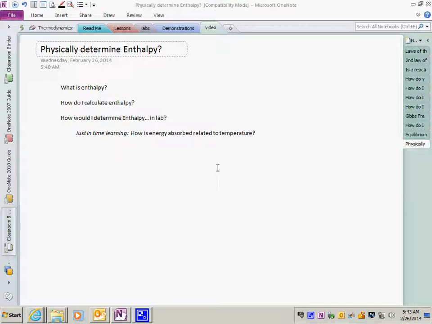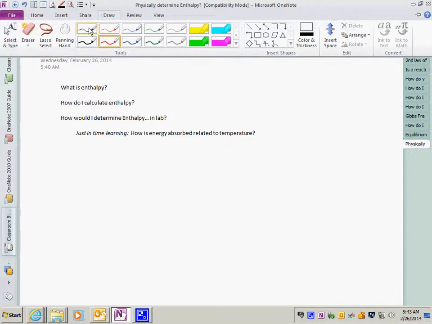And in order to learn this process, to do this in lab, we'll do some just-in-time learning. We'll learn a little something to help us figure this out. It's called how energy absorbed relates to temperature change.